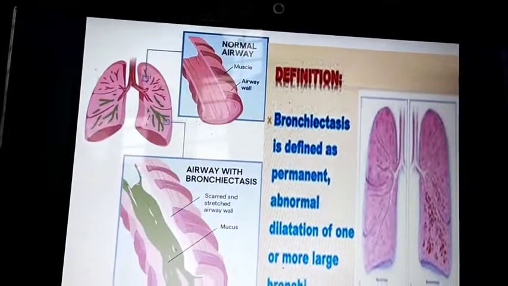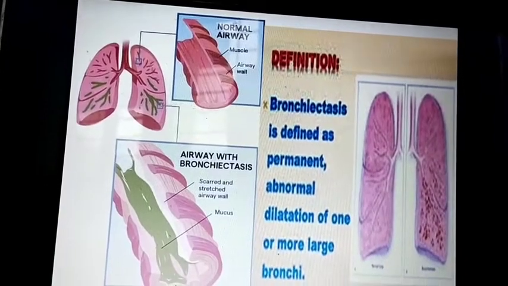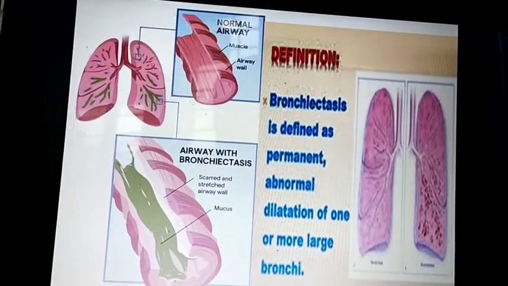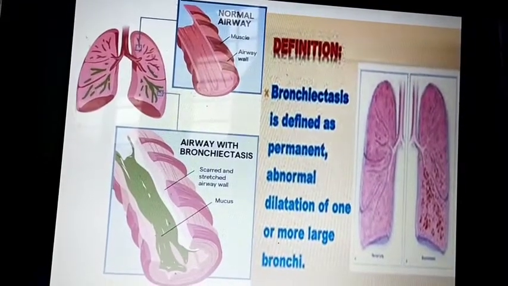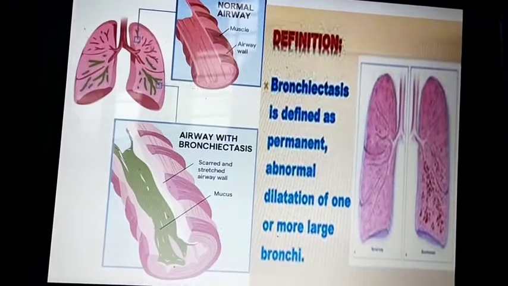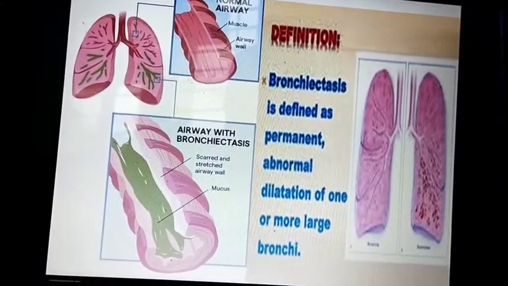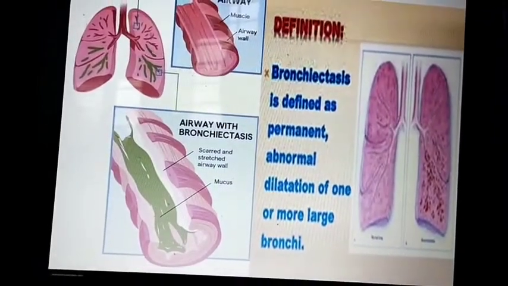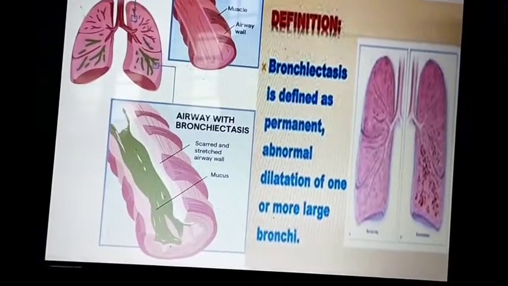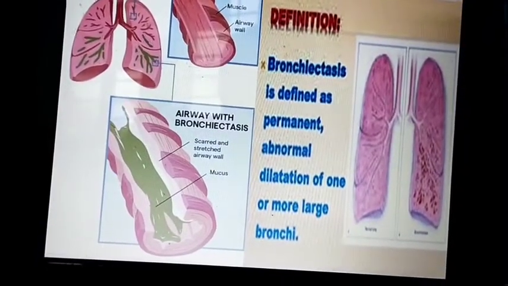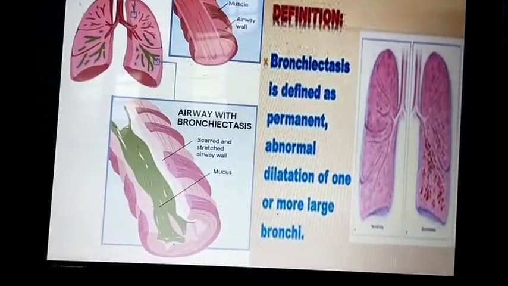Now what is meant by bronchiectasis? It is also one of the types of infectious diseases. Bronchiectasis is defined as permanent, here it is permanent. In bronchitis and bronchiolitis there is not a permanent dilatation of the bronchioles and bronchi, but in bronchiectasis there is permanent abnormal dilatation of one or more large bronchi. That is called bronchiectasis.